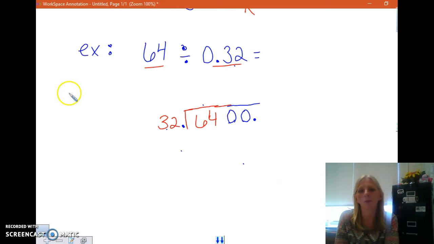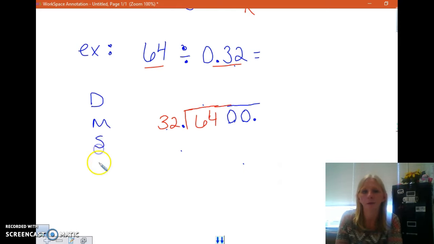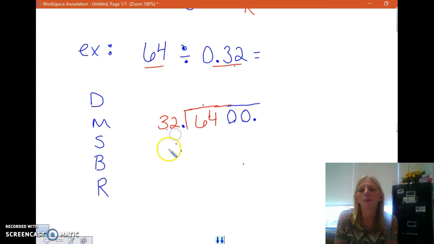After we move the decimals in order to make the divisor a whole number, now we just divide like normal. Divide, multiply, subtract, bring down, repeat if necessary. Okay? Where is our focus? Who remembers what the focus is? What is it?